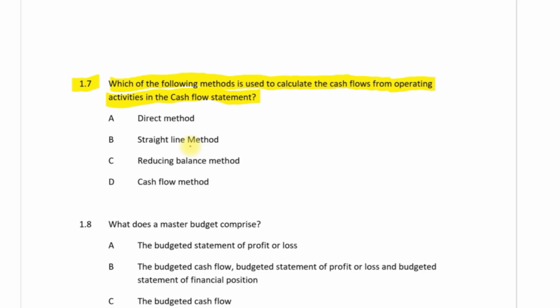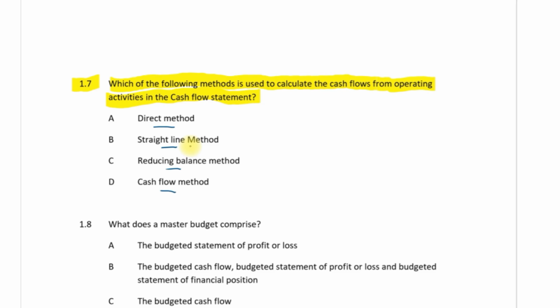Let me read this question once more. Which of the following methods is used to calculate the cash flows from operating activities in the cash flow statement? A, direct method. B, straight line method. C, reducing balance method. And D, cash flow method.